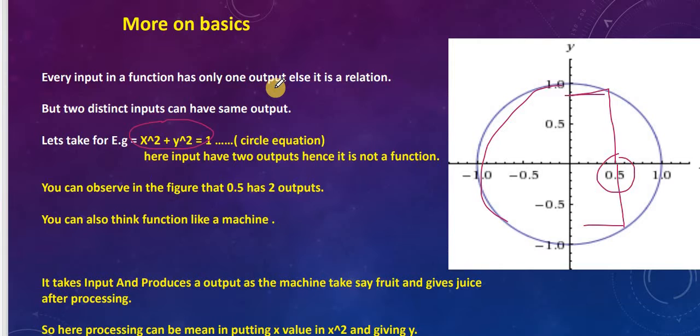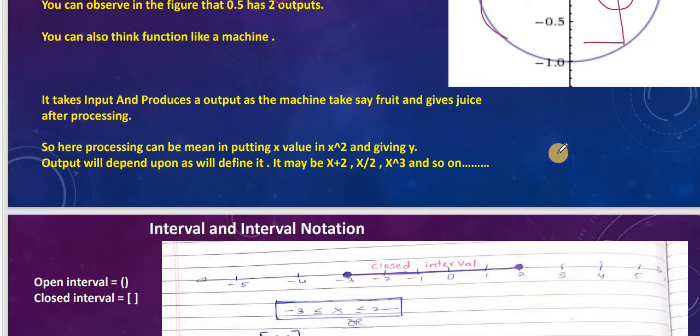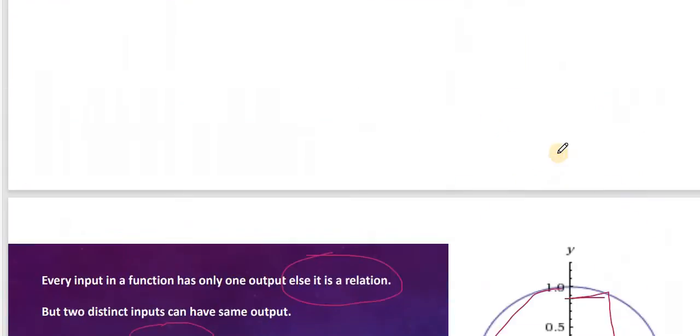So every input in a function has only one output, or else it is a relation. If one input has two outputs, then it is not a function but a relation. A relation can have this property, but in a function it is not the case. But two distinct inputs can have the same output. Here the input has two outputs, hence it is not a function. So x square plus y square equals 1 is not a function. We can observe here 0.5 has two different outputs, or we can also think of it like a machine. We will come to that more later.